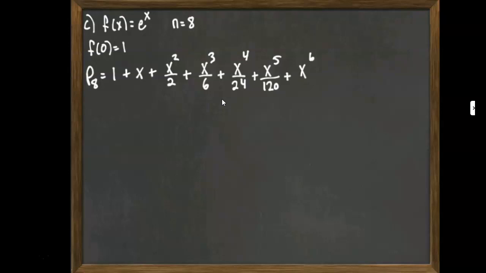X to the 6th divided by 6 factorial, 720, plus x to the 7th divided by 7 factorial, and then x to the 8th divided by 8 factorial. So we'll have x to the 7th over 5040 plus x to the 8th over 40,320.